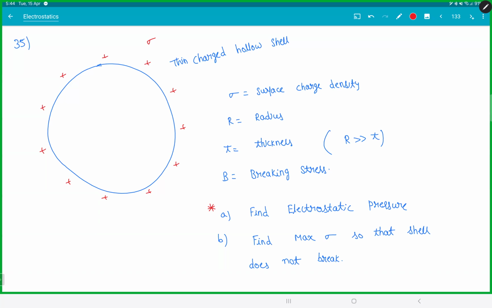How do we approach this? Hope the question is clear. If you put a lot of charge on the shell, the charges will start repelling each other. This will generate a pressure on the surface. What is that pressure and what is the maximum charge you can keep on the surface? Maximum charge density.